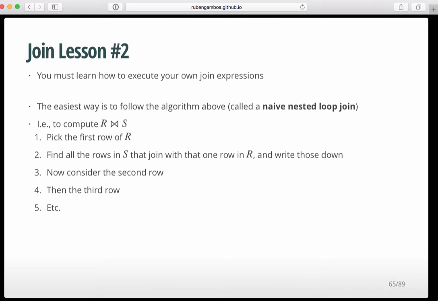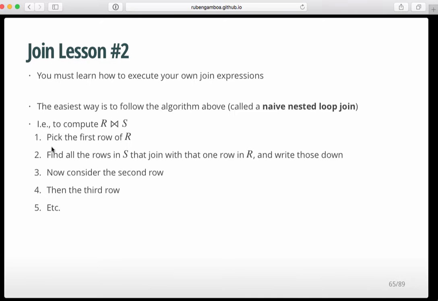You really need to figure out how to execute your own join expressions, right? So if I give you a join expression and I give you a couple of relation instances, it is perfectly legitimate for me to ask you, what is R join S, okay? Here's my trick for doing it. By the way, this trick has a name. It's called naive nested loop join, okay? And it's one of the things that programmers will do, but not databases because it's too slow, okay? But it is the fastest way for humans to do it.